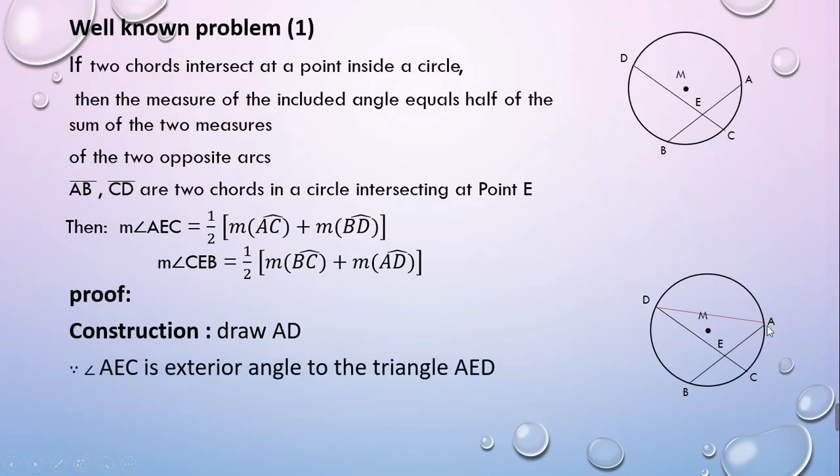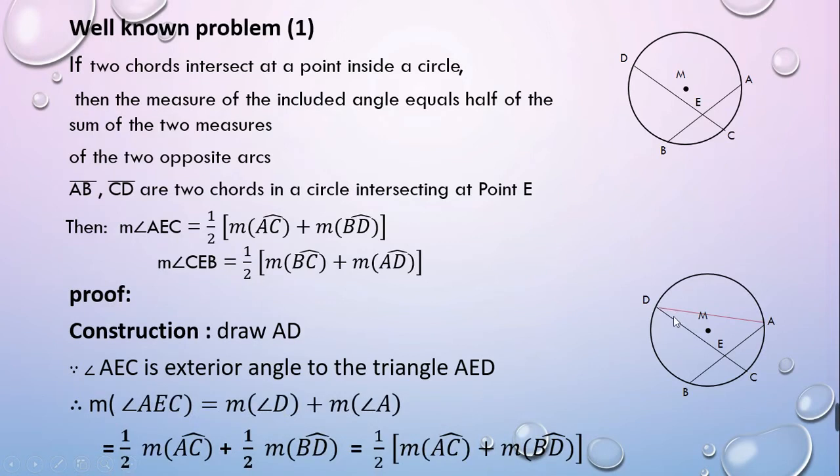Since angle AEC is an exterior angle to the triangle AED, therefore the measure of the exterior angle equals the sum of the measures of the two non-adjacent interior angles. So measure of angle AEC equals measure of angle D plus measure of angle A.